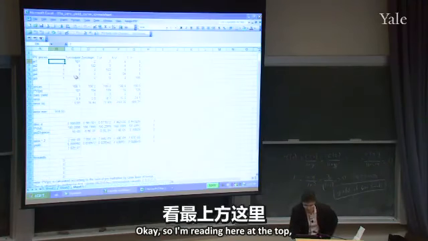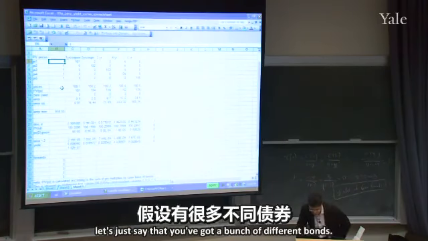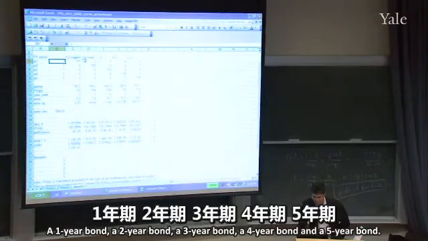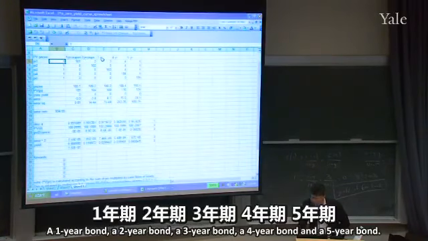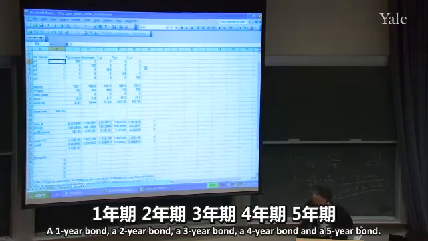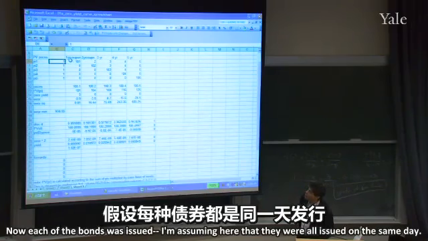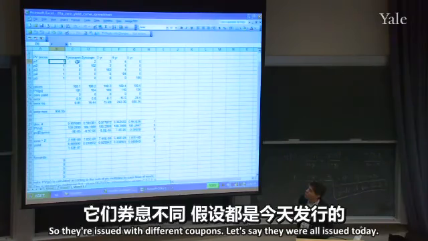Okay, so I'm reading here at the top. Let's just say that you've got a bunch of different bonds, a 1-year bond, a 2-year bond, a 3-year bond, a 4-year bond, and a 5-year bond. Now, I'm assuming here that they're all issued on the same day. So they're issued with different coupons. Let's say they were all issued today.